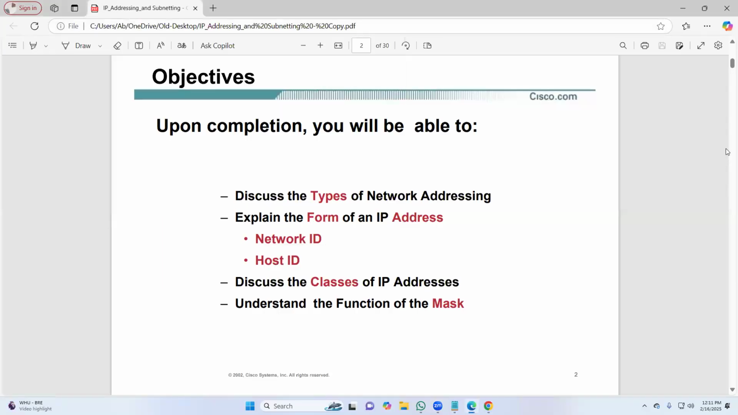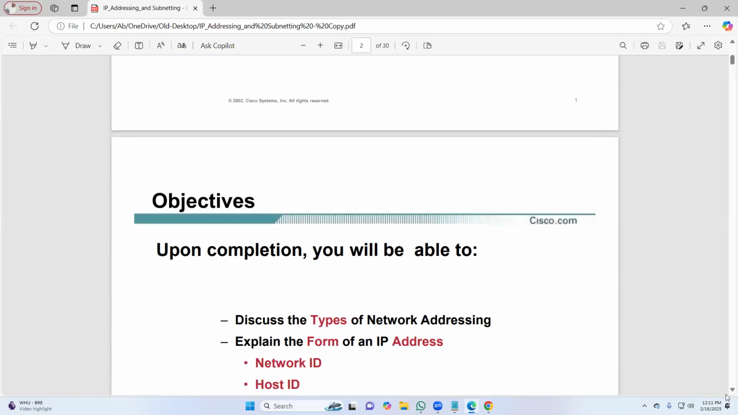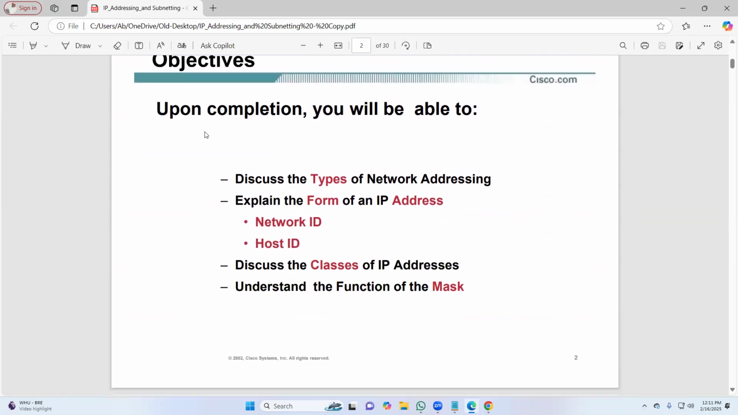So today's topic, just start from here. Today's topic is IP address and subnetting. The objective is, upon completion, you will be able to discuss the types of network addressing, and explain the form of an IP address, network ID, and host ID.